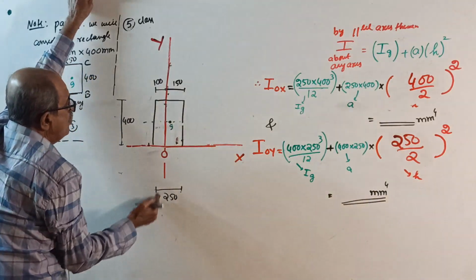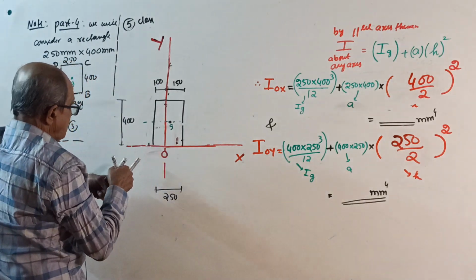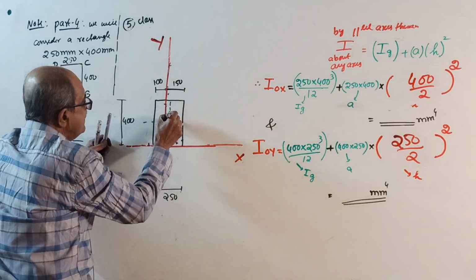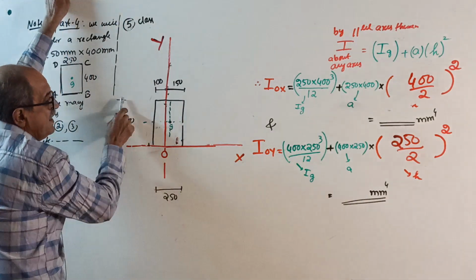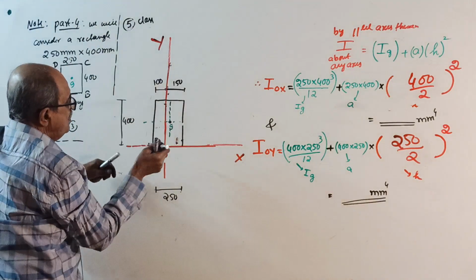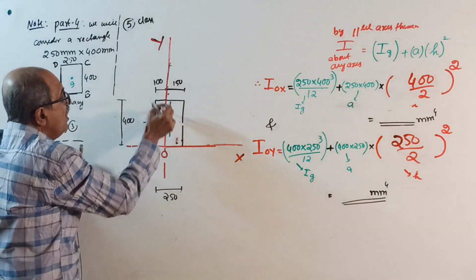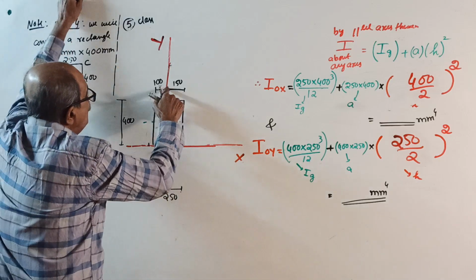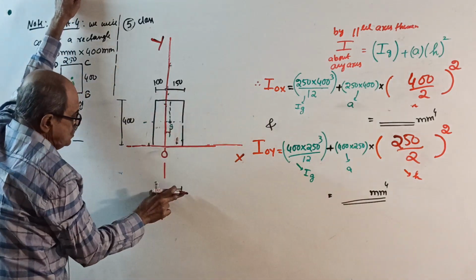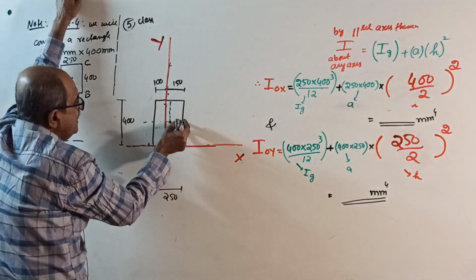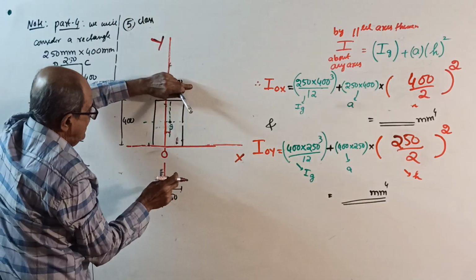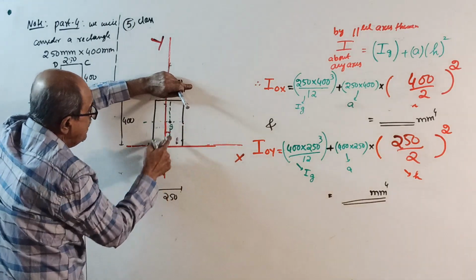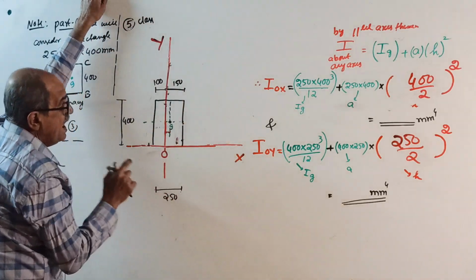Come to I about OY. First consider the axis passing through the centroid and parallel to YY. This axis, parallel side is 400. Plus area into the distance from centroid to OY, squared. That distance is this width 150. If this is 250, from here to the centroid is 250 by 2. So from 150, subtract 250 by 2.